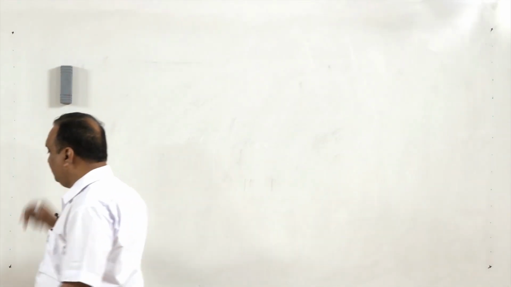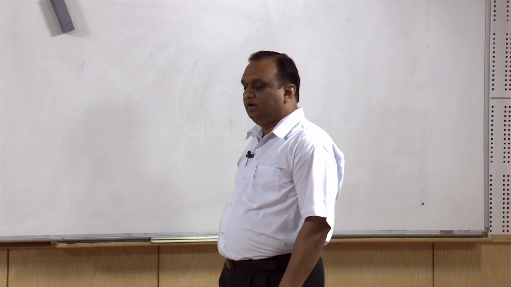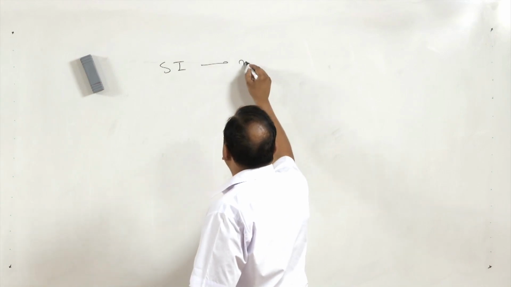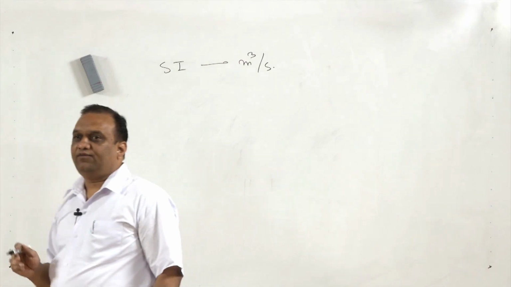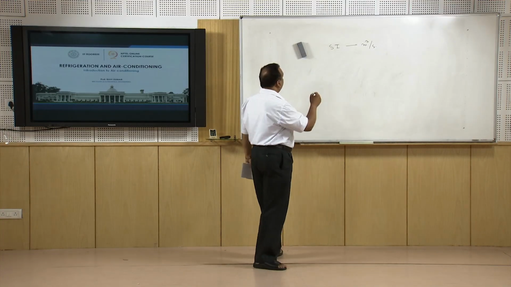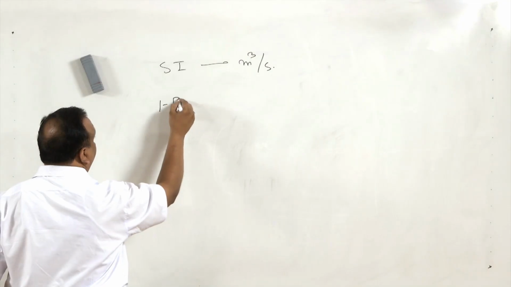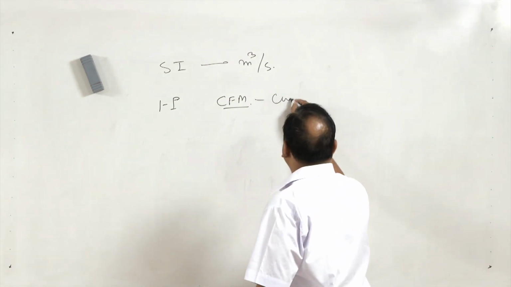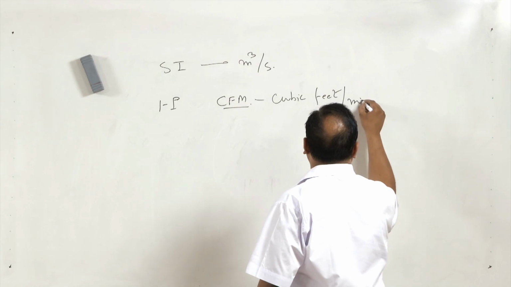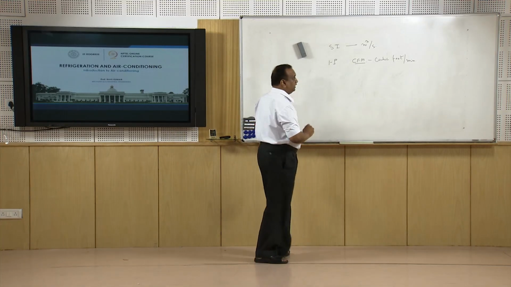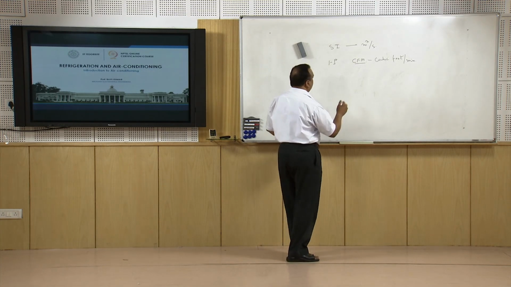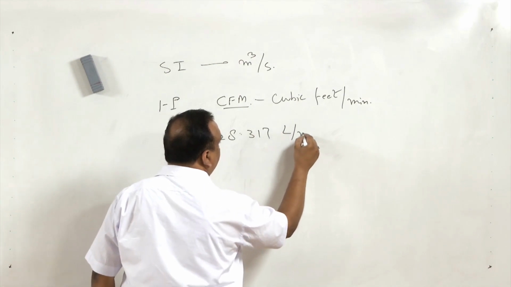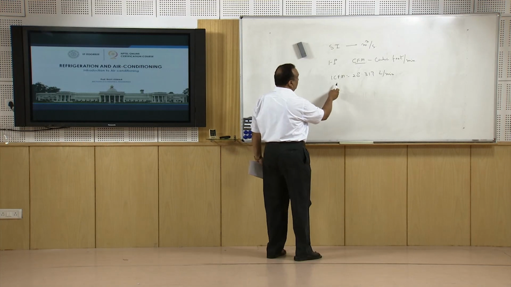As a mechanical engineer, you should be very conversant with the units. For example, volumetric flow rate. Volumetric flow rate in SI system is expressed in terms of meter cube per second. However, you will find in most of the cases in air conditioning, the volumetric flow rate is expressed in inch pound system, and that is CFM. CFM stands for cubic feet per minute. Now, if you convert this CFM into the liters per minute, it turns out to be 1 CFM is equal to 28.317 liters per minute.